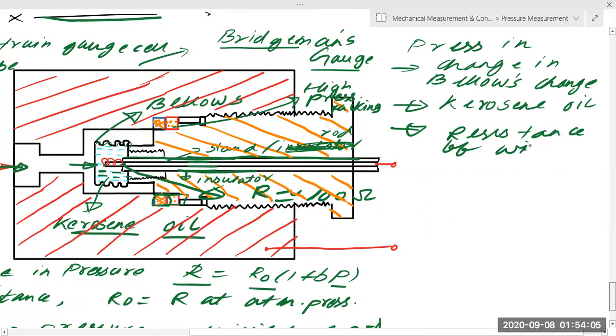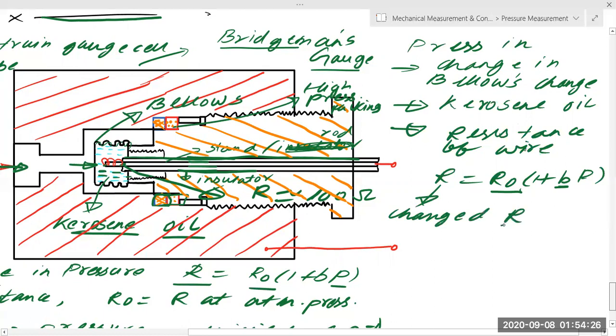Now, since you know that R is equal to R naught into 1 plus B into P, since there is a change in pressure, even though the coefficient is constant or varying, and the resistance is at 1 atmospheric pressure, there will be some change in resistance. There will be a changed resistance now. If you remember, whenever there is an application of pressure, I already told you there will be some changed resistance.